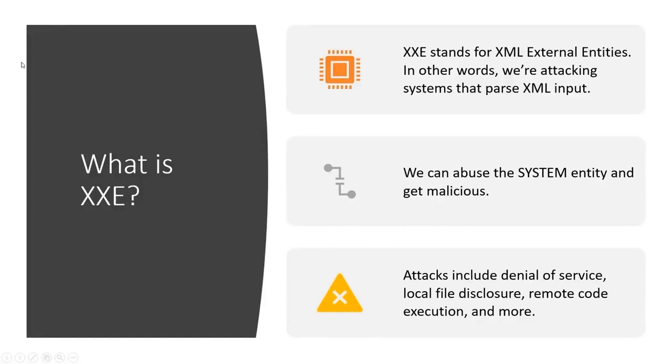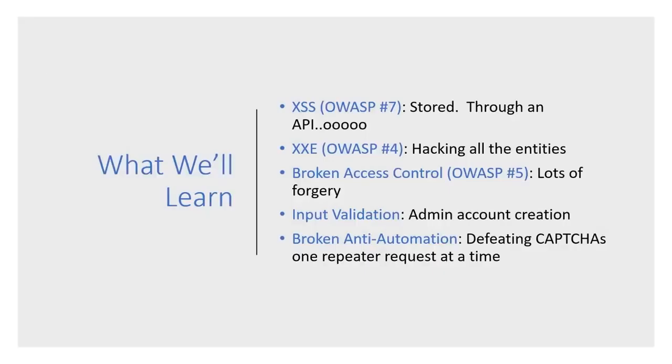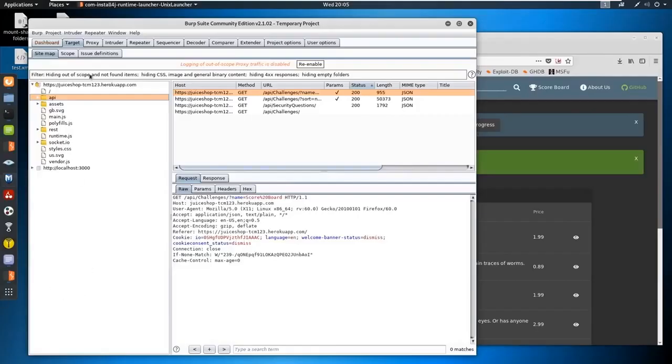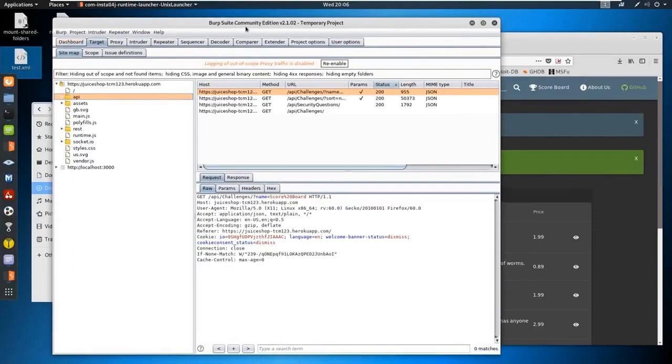Okay, so this is what XXE is. We're not quite there yet. Let's go ahead and dive in. Let's jump into our machine. Get into a Kali machine. All I've done so far is start Burp Community, right? So Burp Community's up. I've set two targets.